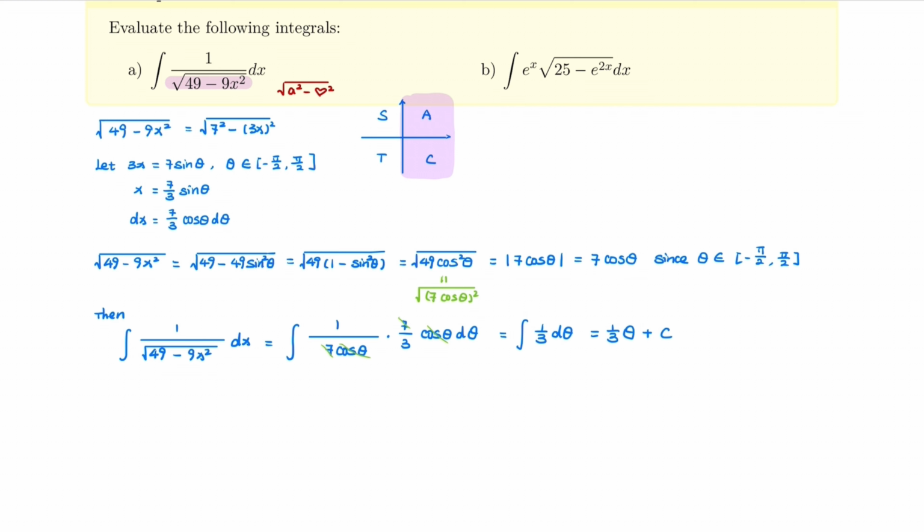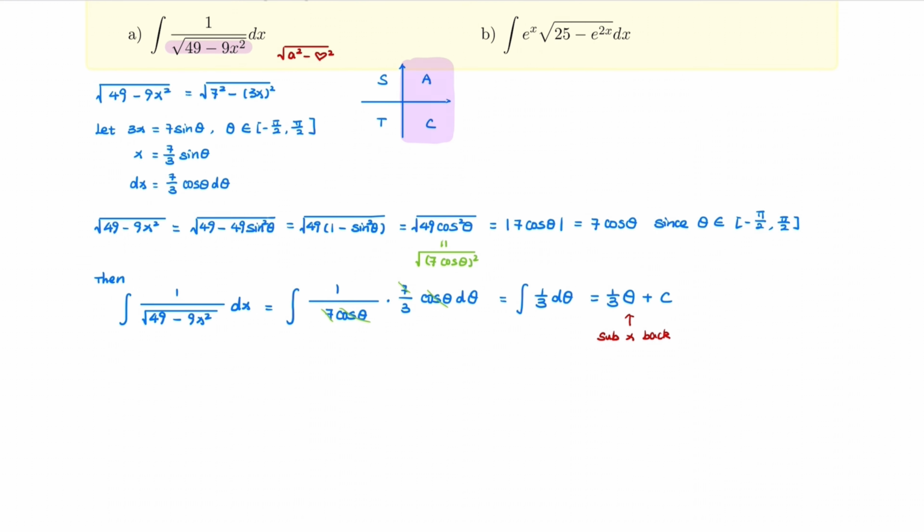However, we're not done yet, because my original integral is in terms of x, which means I need to change this back to x. So it's important to substitute x back here, such that my final answer is in terms of x. My goal now is to figure out what theta is in terms of x. Using the second line is easier. Back to here, you can see that x equals this, and then I can figure out what theta is in terms of x.